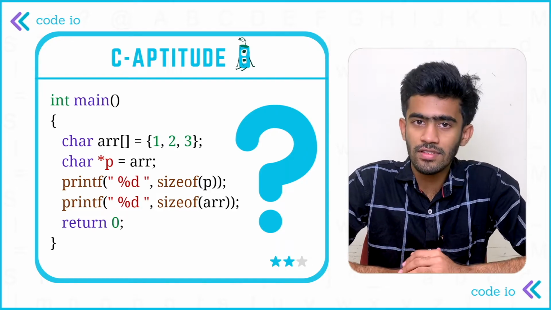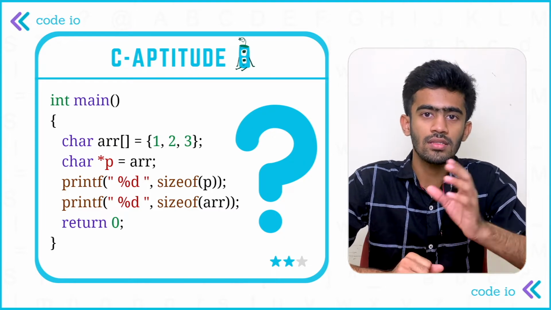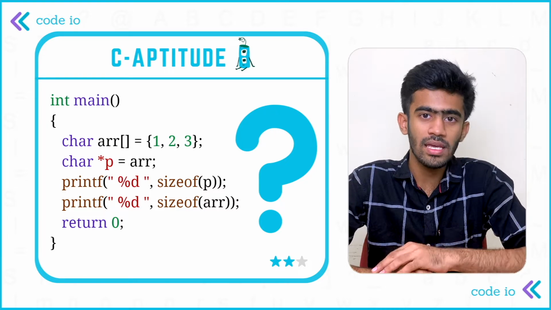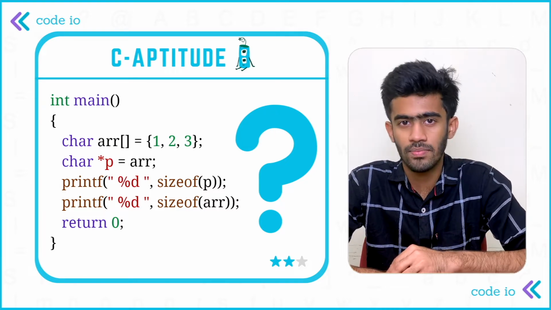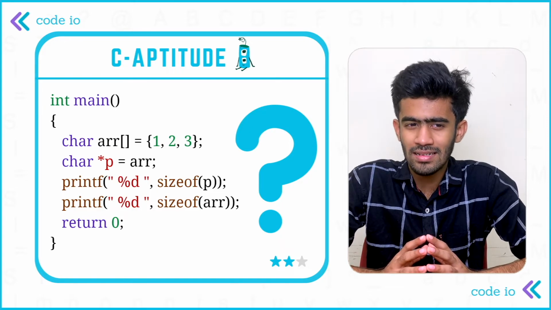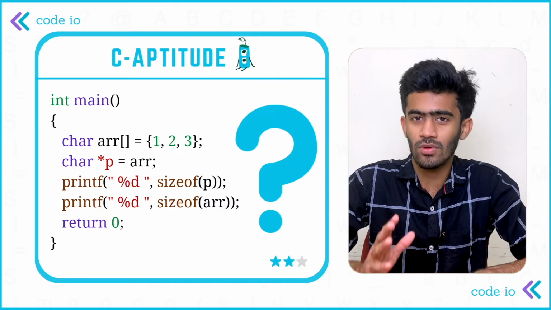So these 2 printf statements include sizeof p and sizeof ARR. We are using the sizeof operator in order to print the size of the variable p as well as the array ARR. So it seems like a really simple question, but there is a little twist to this answer. Let us see what that is.